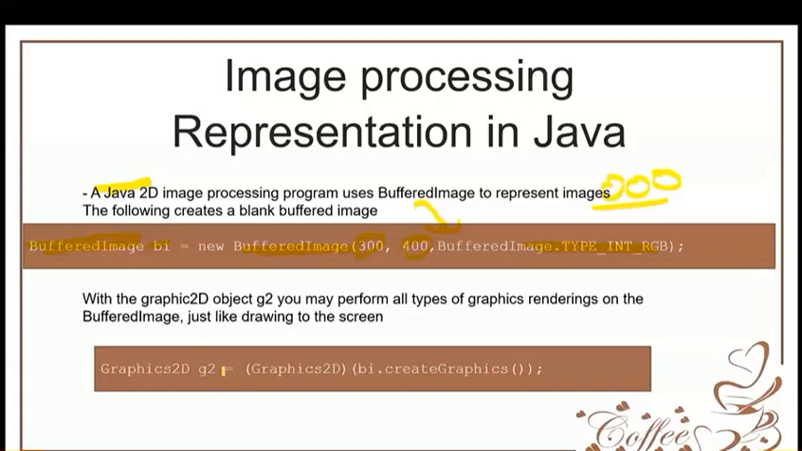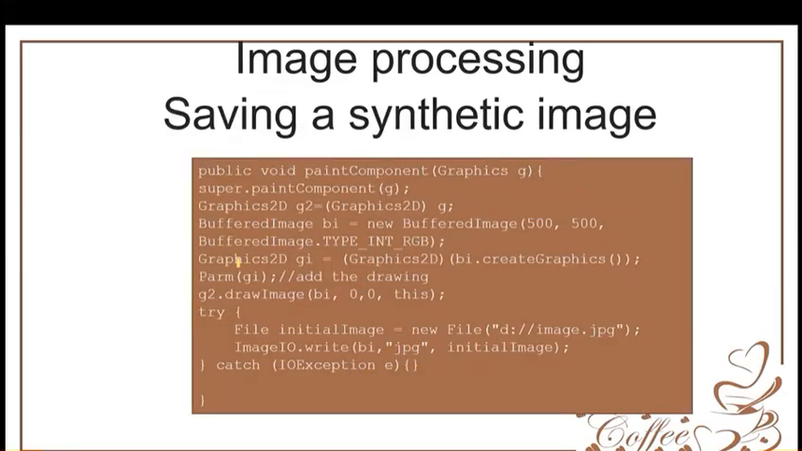And then with the Graphics2D object g2, you can perform all types of graphic rendering, for example, drawing on the screen. First of all, you can see that you have Graphics2D g2 equals bi.createGraphics. So here we are creating graphics from this buffered image. Here we are using bi for buffered image. Now this is an example of how to create an image. We are creating just an image, and the values will be 0, so it will be a black image.